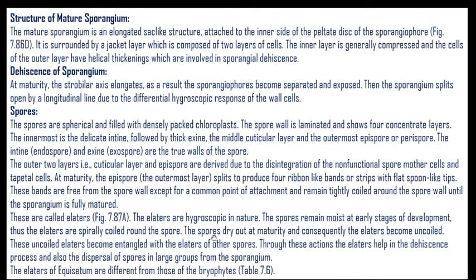The structure of a mature sporangium is an elongated sac-like structure attached to the inner side of the peltate disc of a sporangiophore. It is surrounded by the jacket layer, which is composed of two layers of cells. The inner layer is generally compressed and the cells of the outer layer have helical thickenings which are involved in sporangial dehiscence.